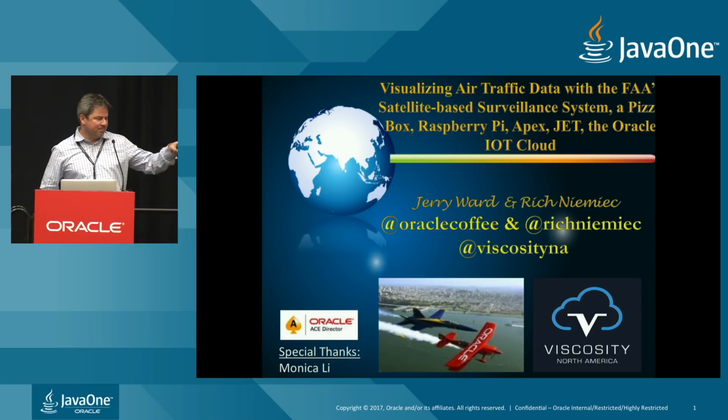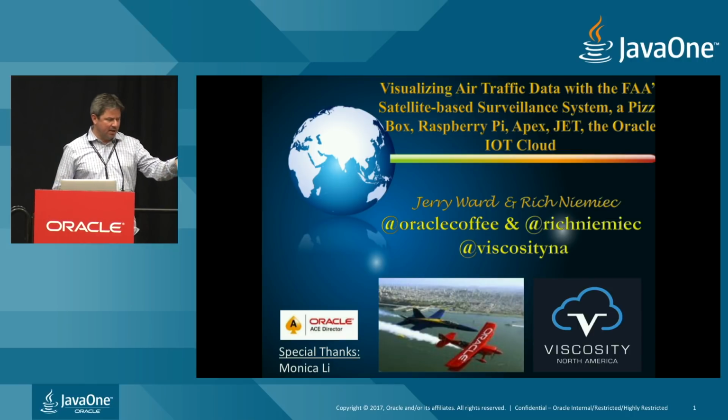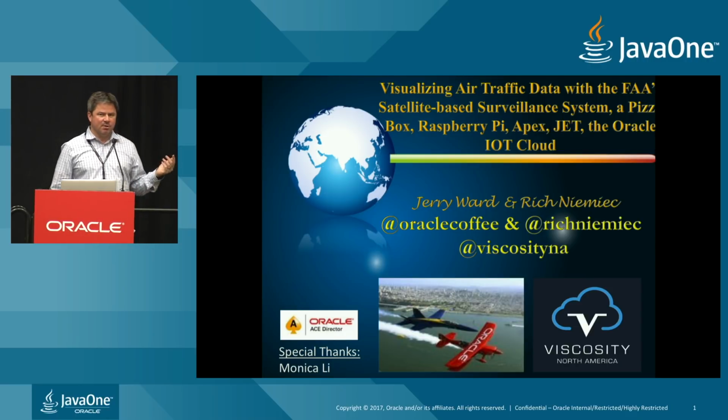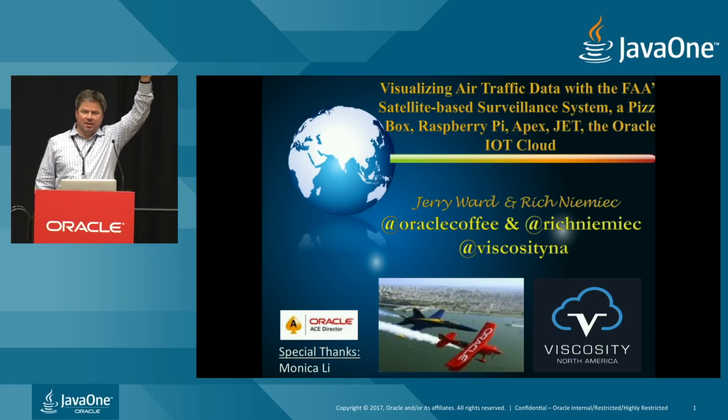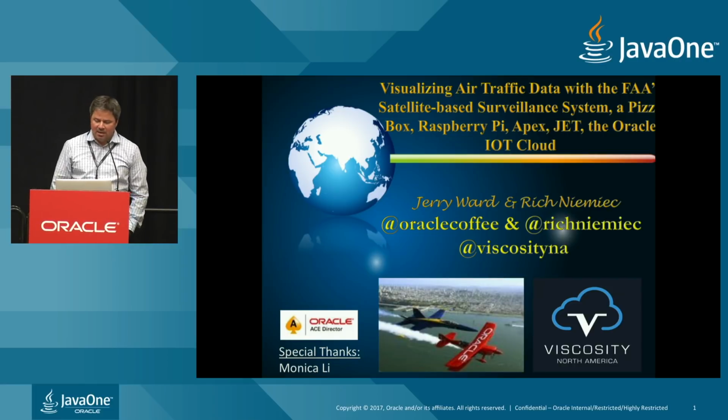We've got a Raspberry Pi up here if you want to take a look at it, and then an application that visualizes, actually supposed to visualize the data off the Raspberry Pi, but we're not getting a signal through this giant Faraday cage that is the building. Anyways, this is visualizing air traffic data with the FAA satellite-based surveillance system and Raspberry Pi.